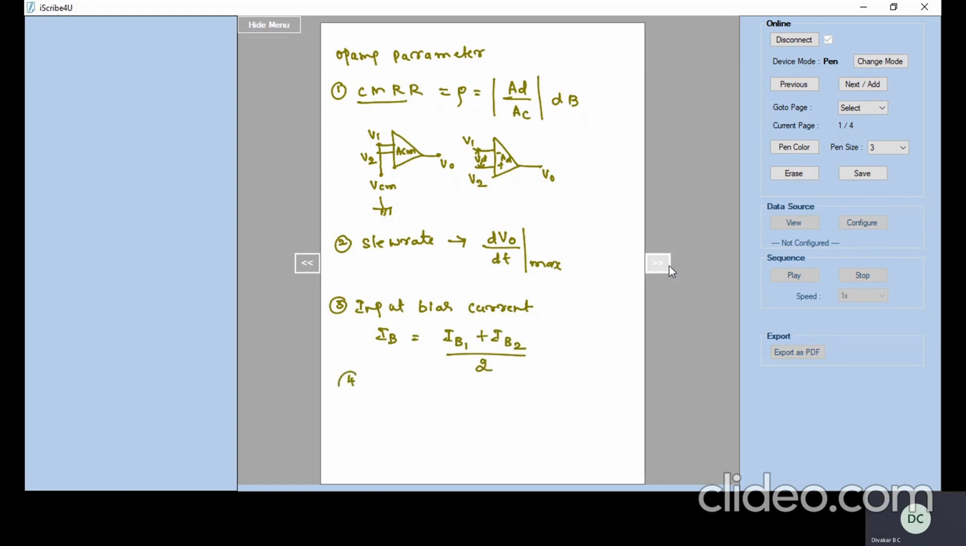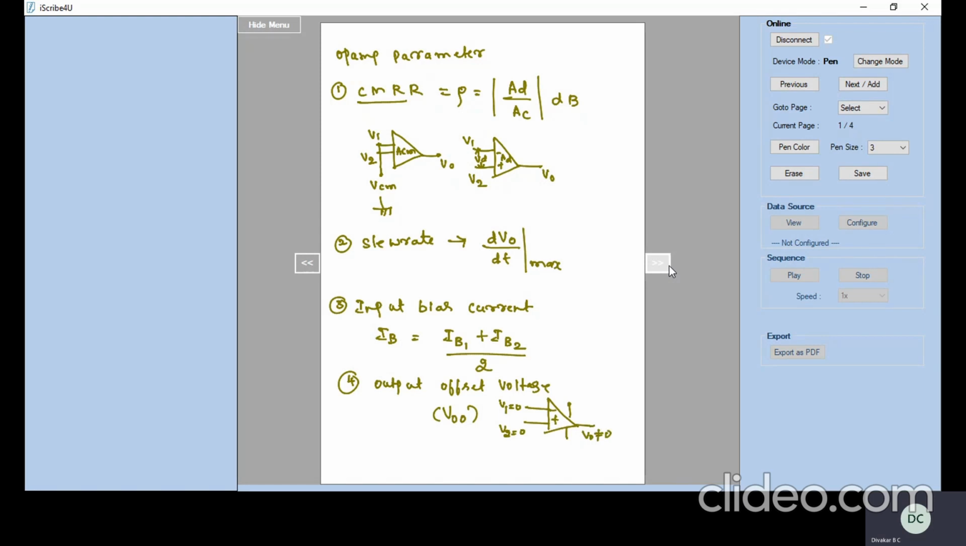And the next one is output offset voltage, VOO. The actual value of the output voltage when the inputs of an op-amp are zero is called the output offset voltage. So let us represent schematically when V1 is 0, V2 is 0. If the supply voltage is given, V0 is not equal to 0.